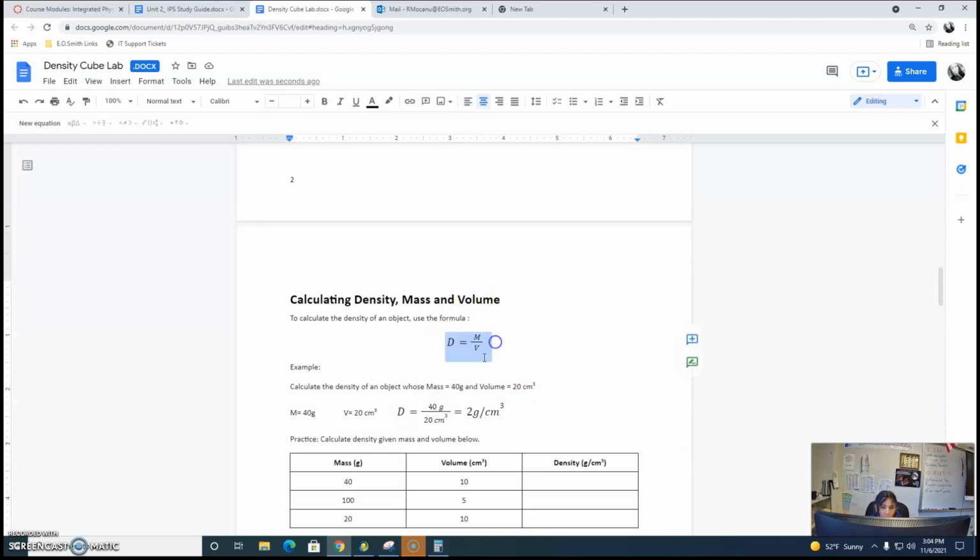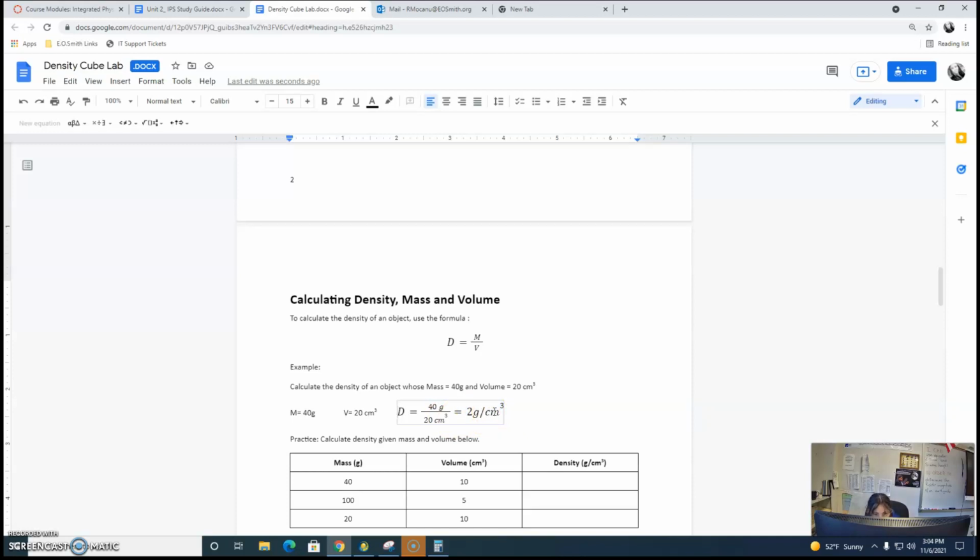Well, I'm just going to use my formula, mass divided by volume. So density, instead of mass, I'm going to put 40 grams because that's what it is. Instead of volume, I'm going to put 20 centimeters cubed. When I do that math, 40 divided by 20 equals 2. And the units end up being grams per centimeter cubed, or you can say grams divided by centimeter cubed.